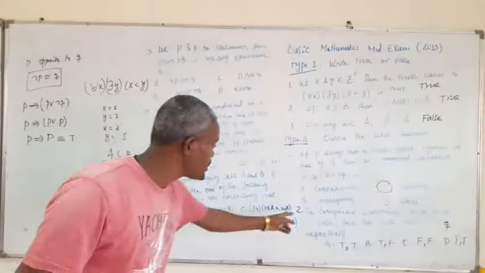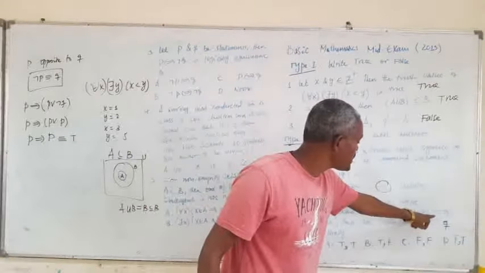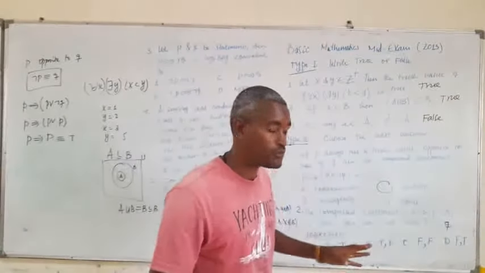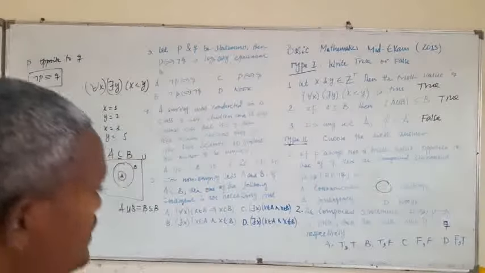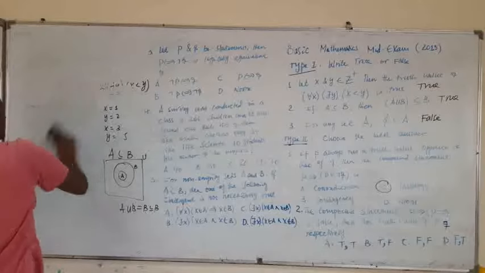Now the next question is, the compound statement P implies Q is false. It's given that the compound proposition is a false statement. Then what will be the truth value of P and Q?